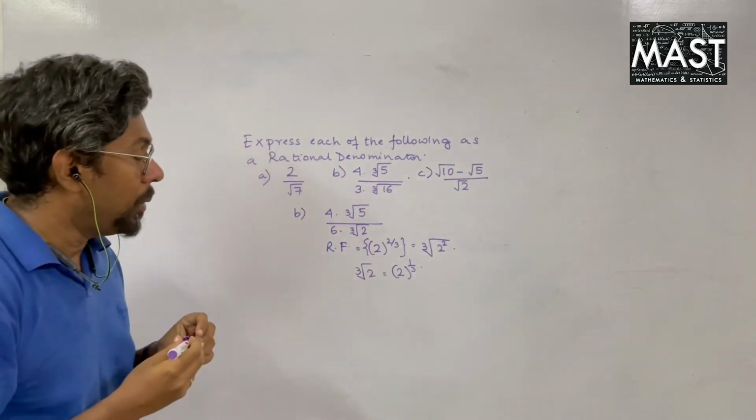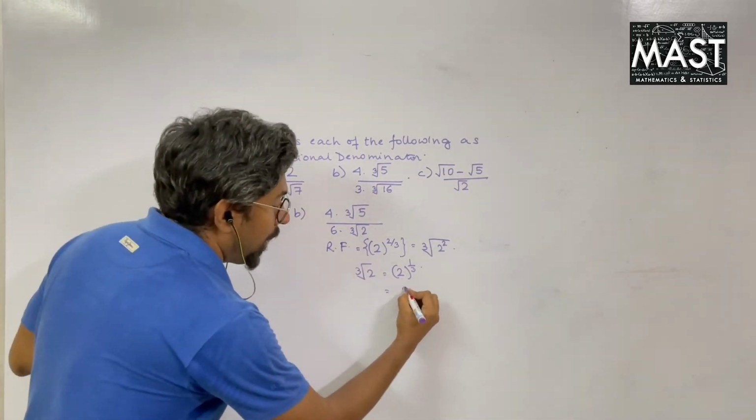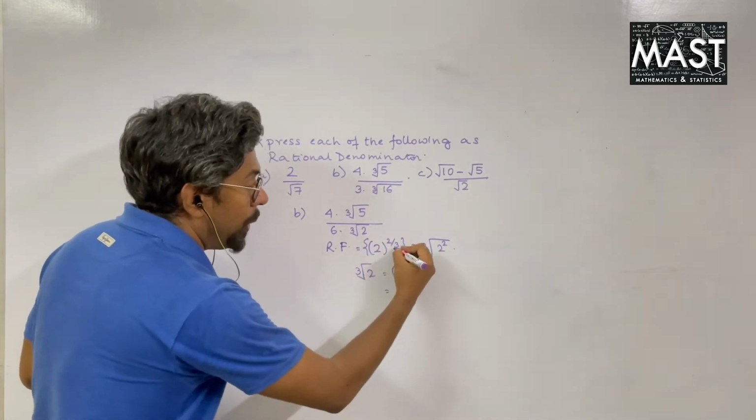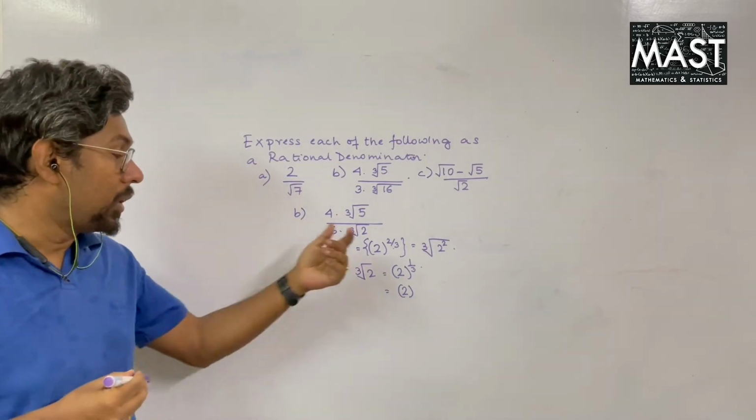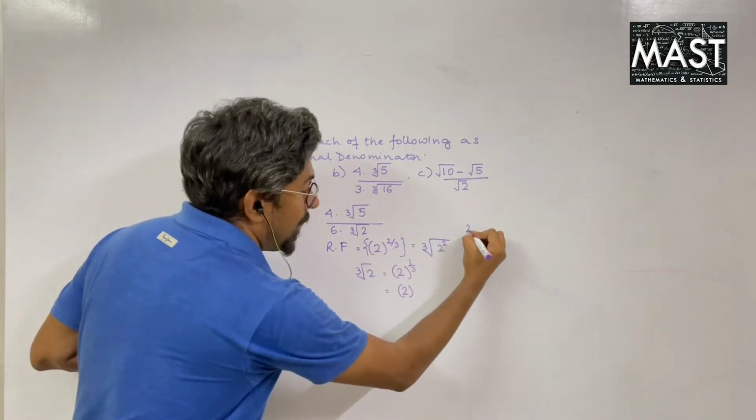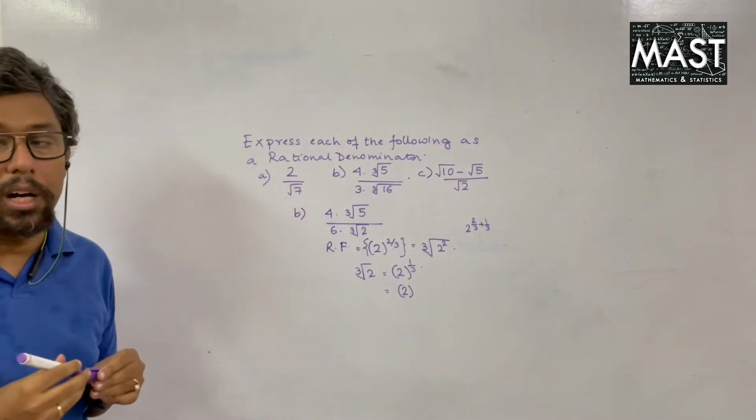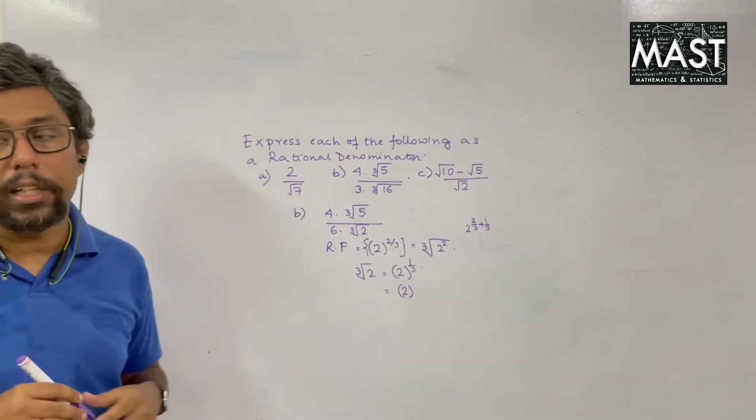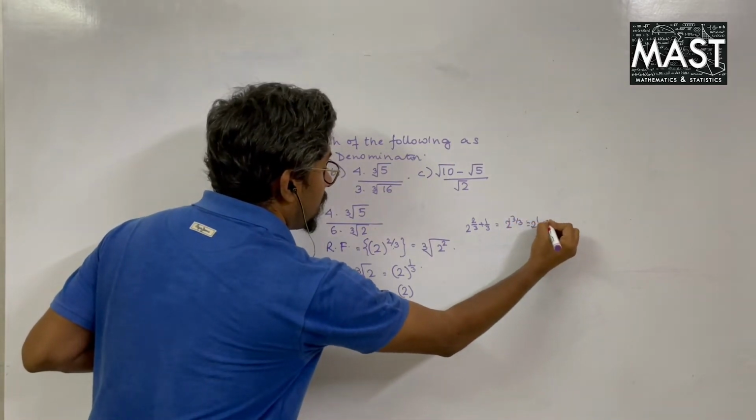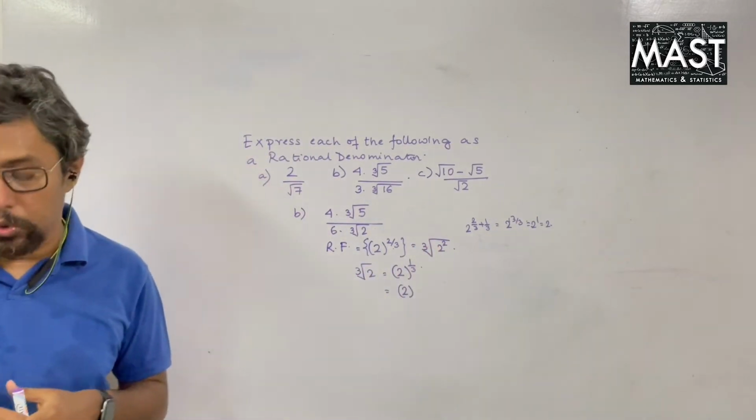In order to make it into a number which is rational, we will have to convert it into 2. That means we will have to multiply it with 2 to the power 2 by 3. Now when we are multiplying it with 2 to the power 2 by 3, then we will get 2 to the power 2 by 3 plus 1 by 3, because when we are multiplying terms with the same base, the power gets added. So 2 to the power 3 by 3, which is 2 to the power 1, equals 2. So my rationalizing factor in this case would be cube root of 2 square.